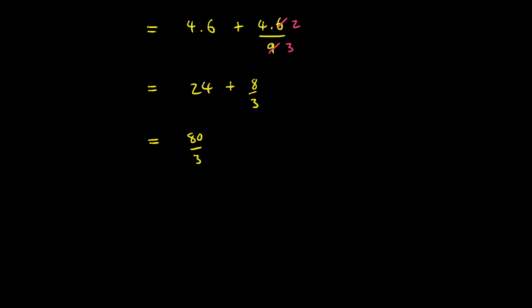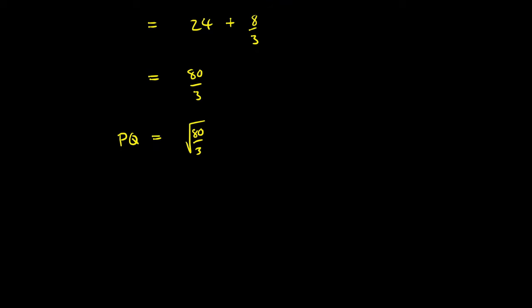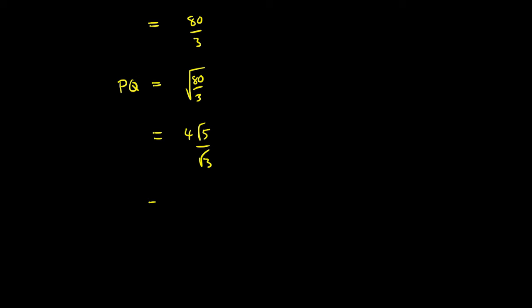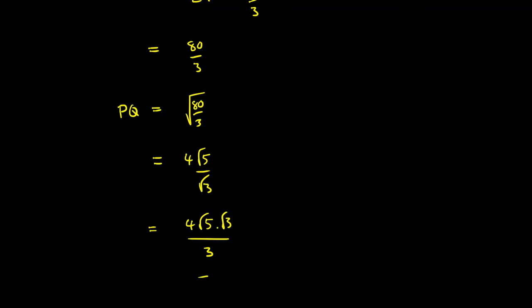And so therefore, PQ is going to be the square root of 80 thirds. So the square root of 80 thirds. But we're going to need to simplify this, aren't we? So 80 is 16 times 5. So that's going to be 4 root 5 over root 3. And we're going to want to rationalize top and bottom. So we're going to multiply top and bottom by root 3. So that's going to give us 4 root 5 times root 3 over 3. And so therefore, this will be 4 root 3 times root 15. And I think that's going to be the best answer that we can get.